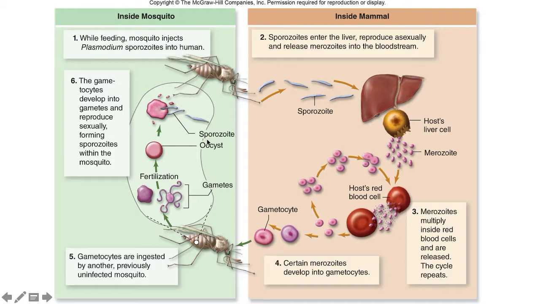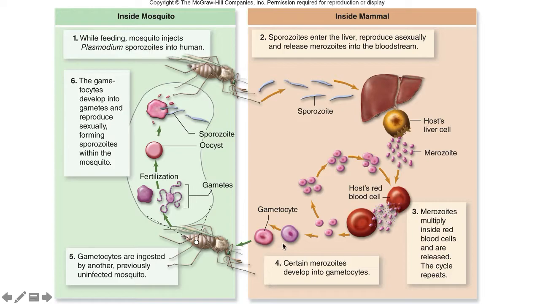Okay, so this is the life cycle of Plasmodium, and you can see that it's very complex. It's got sexual reproduction, it's got asexual reproduction, and it has different hosts: inside the mosquito and inside the mammal. So I guess we'll just start with step one. While feeding, the mosquito injects the Plasmodium sporozoites into the human, and then it travels to the liver by bloodstream, gets inside the liver cell, where it will reproduce asexually and release merozoites. Then these merozoites will multiply and get inside red blood cells that are released, and the cycle repeats itself.